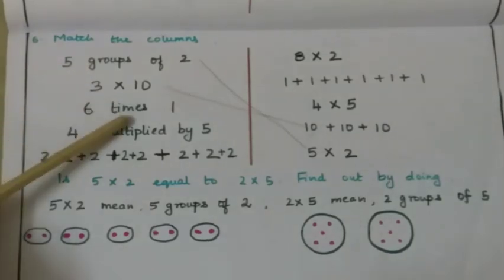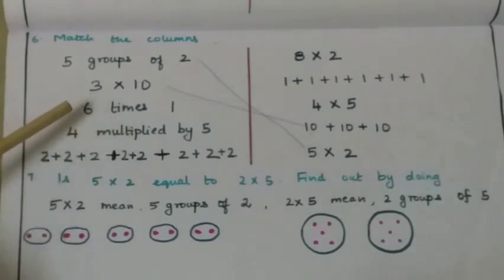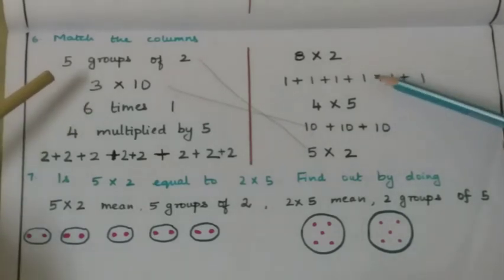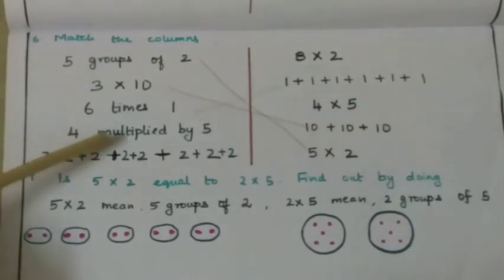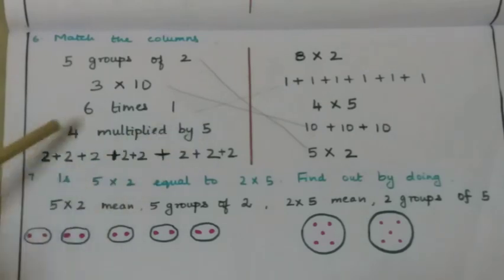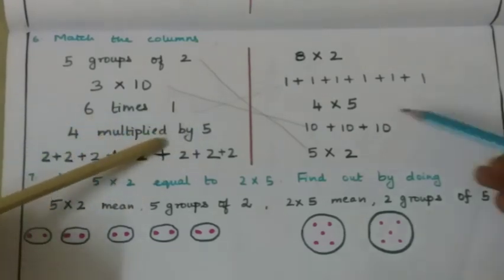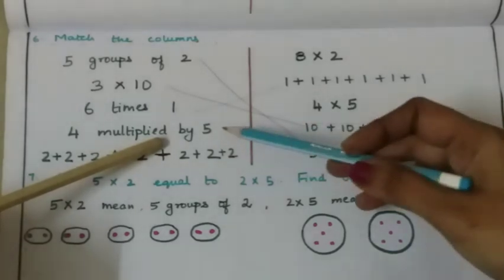Next is 6 times 1. 6 times 1 is nothing but 6 into 1, or in terms of repeated addition, it is 1 plus 1 plus 1 plus 1 plus 1 plus 1. So if you check here, the second row is going to match with this. Next, 4 multiplied by 5 is nothing but 4 times 5 or 4 into 5. So the third row on the right side is going to match with this.